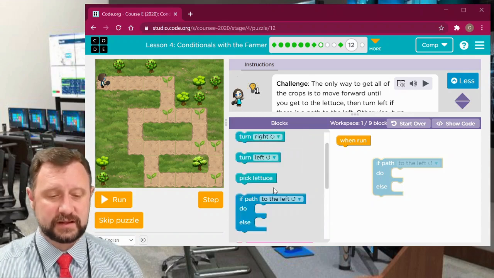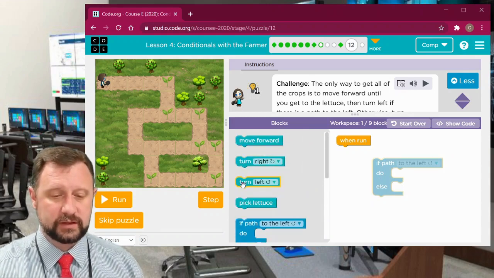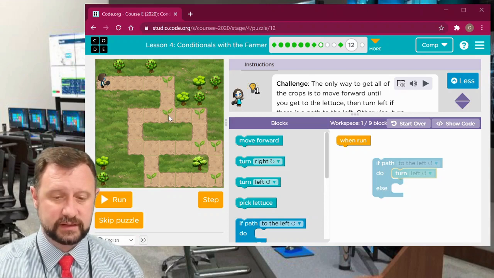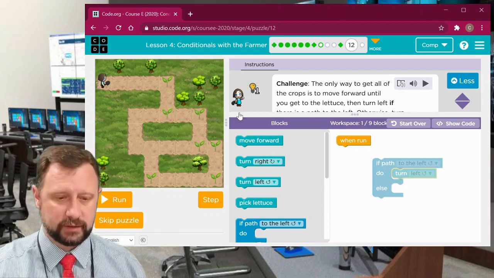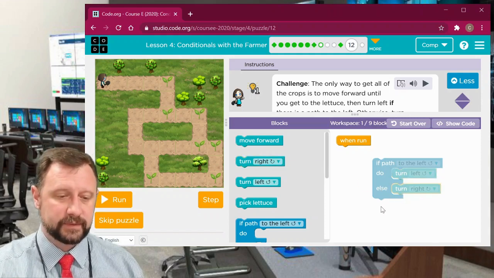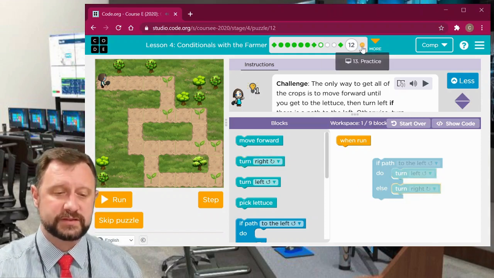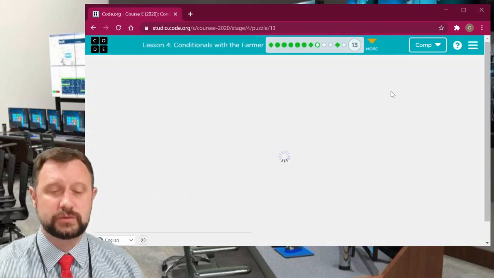Don't overthink this. If there's a path to the left, what do you think we're going to do? Go to the left. And if there's not a path to the left, right here, if she can't go left, what is she going to do? Go the other way, right? Turn right. Think your way through these puzzles, and you'll find that you can do these.